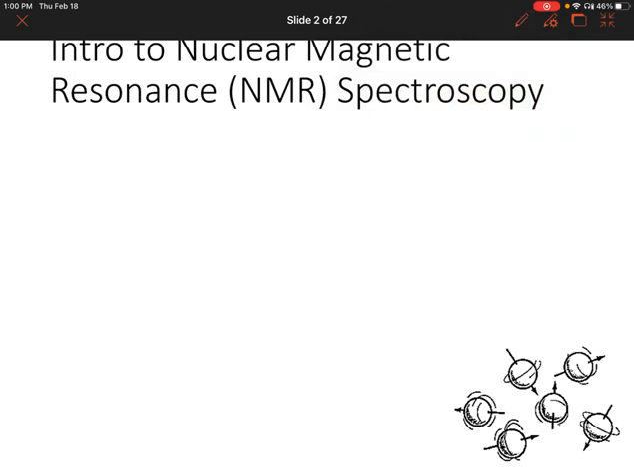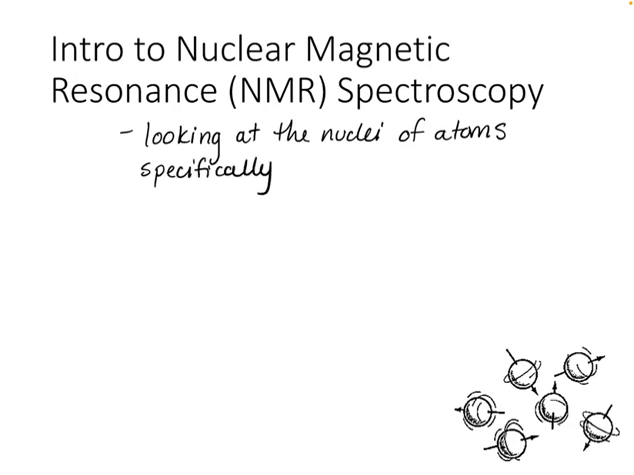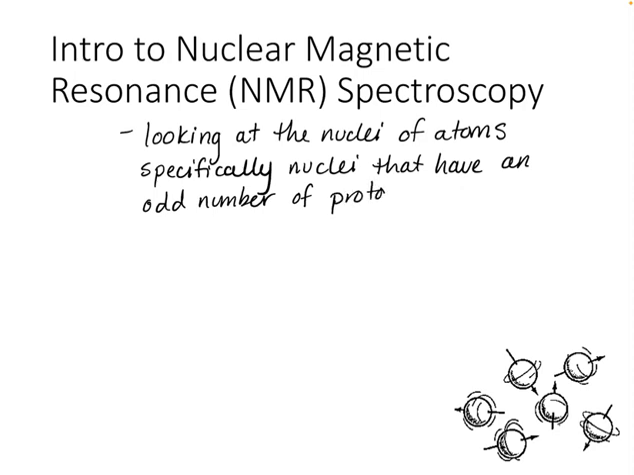All right, so in NMR spectroscopy, we're looking at the nuclei of atoms. So remember that nuclei contain protons and neutrons. Now specifically, we're going to look at nuclei that have an odd number of protons and or neutrons. Okay, so why the odd number? Well, nuclei have a property of spin.